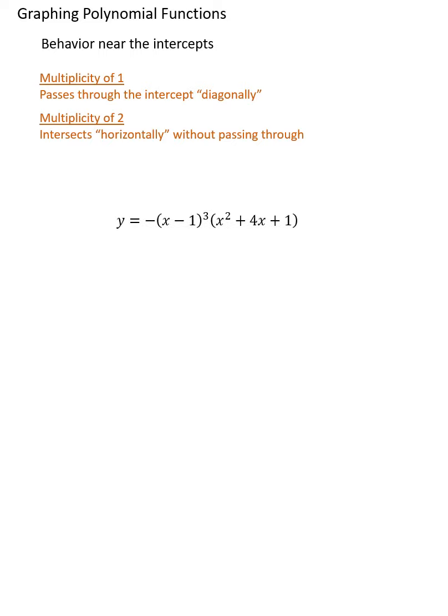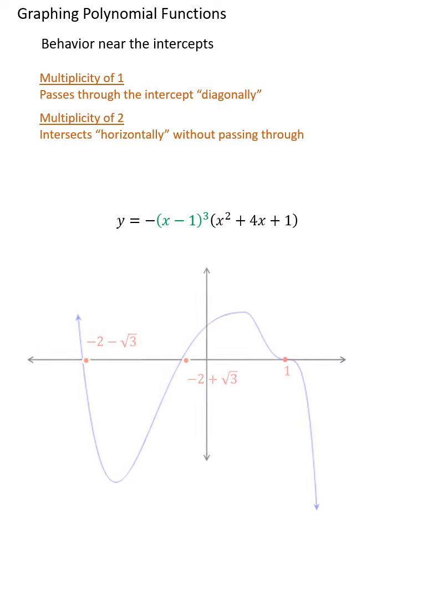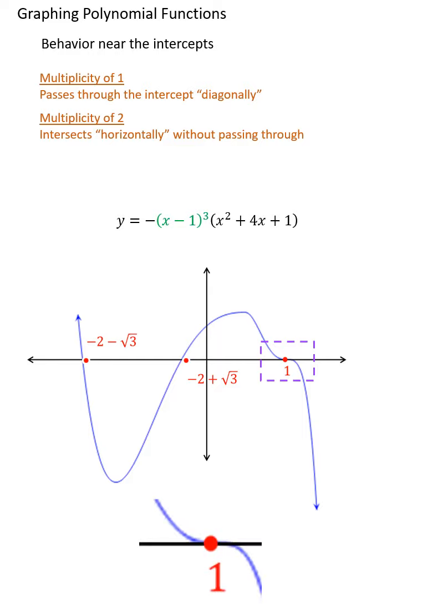Taking a look at example 3 from earlier, whose graph looked like this, notice that we have a multiplicity for the factor x minus 1, or I should say for the root of 1, we have a multiplicity of 3. If we take a closer look near that intercept, what we'll see when the multiplicity is 3 is that the graph does indeed cross, but not diagonally. Rather, it passes through and crosses the x-axis in a horizontal fashion.